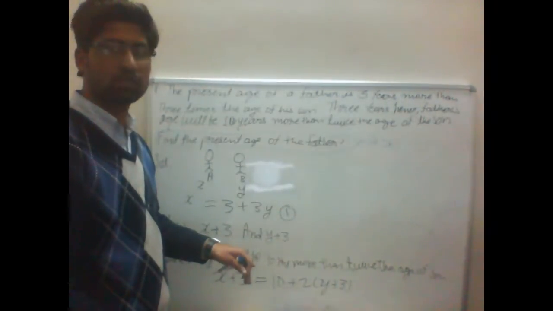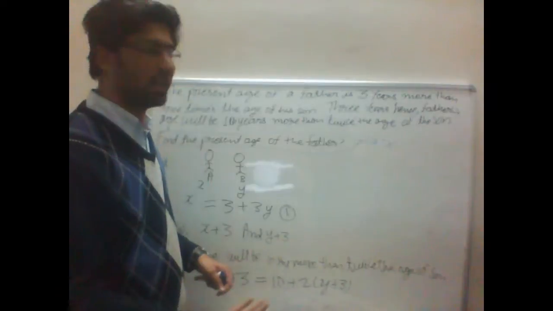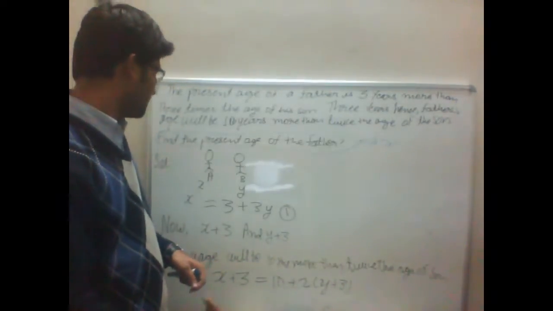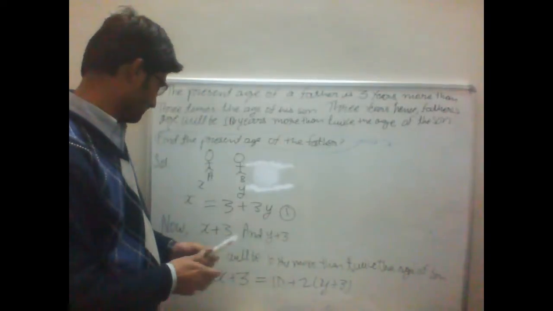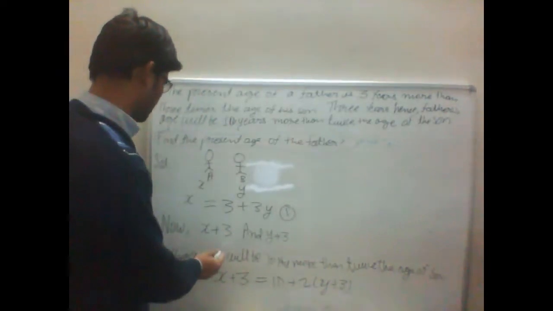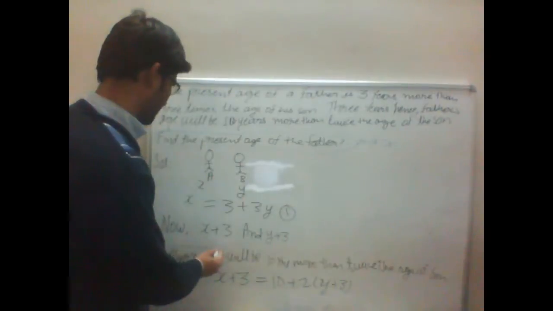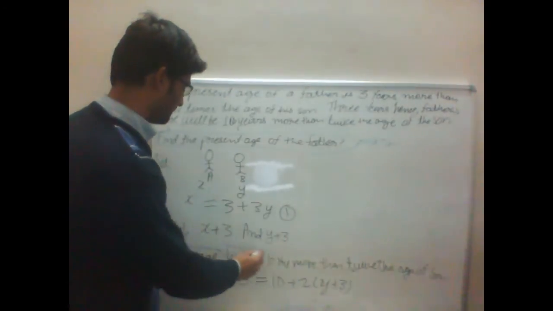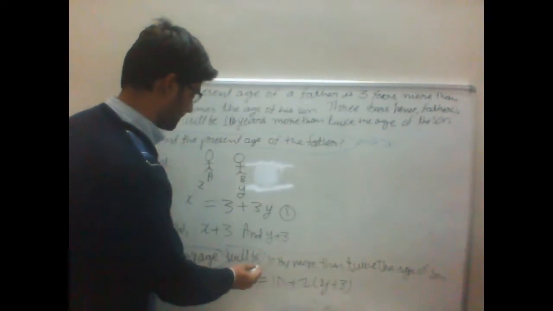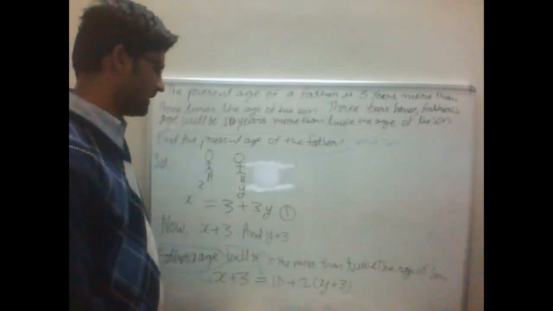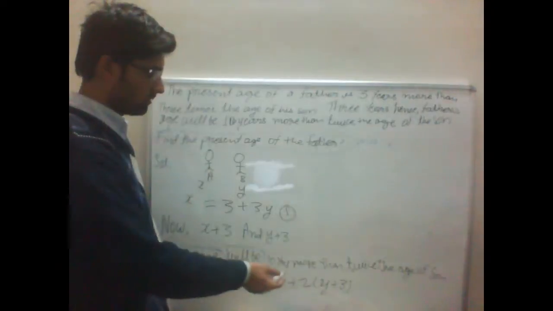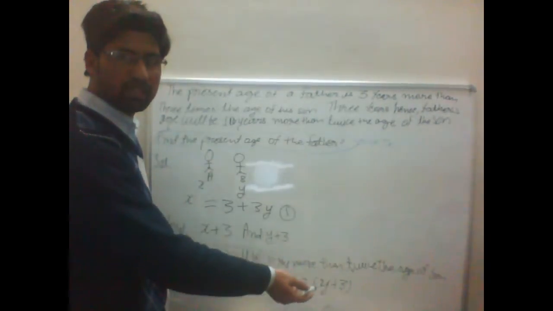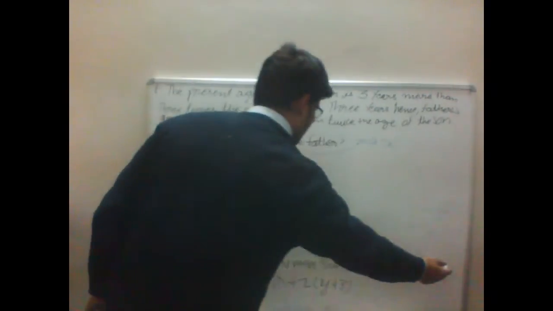Now what is the question saying? 3 years hence, father's age will be equal to, here is father's age, no doubt, x plus 3 will be equal to 10 years more. Put 10 plus sign. Then twice the age of son, plus twice of y plus 3. Simple.